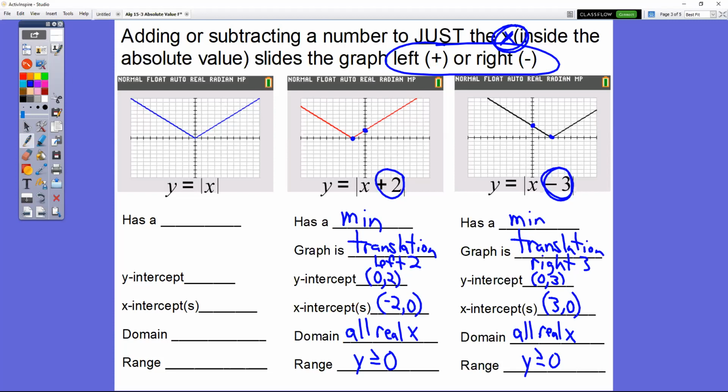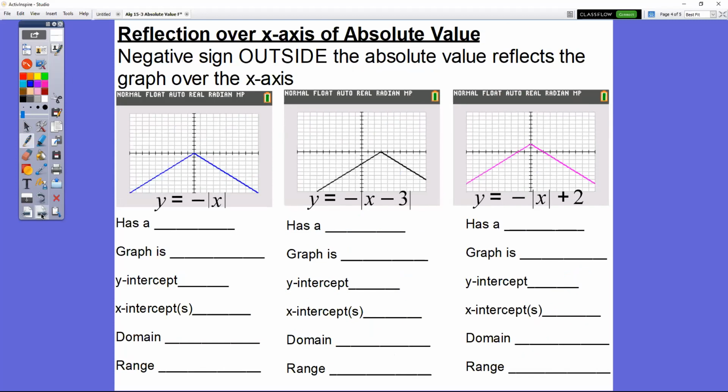So those were your translations. The next type are reflections. Remember, a reflection is that mirror opposite image. What makes a reflection is a negative sign outside of the absolute value symbol. So notice that we have a negative sign right here, a negative sign right here, a negative sign right here. Those are all going to flip your graph upside down.